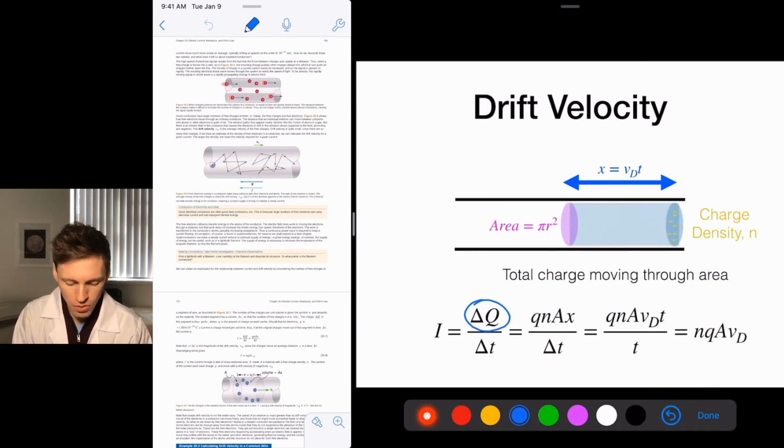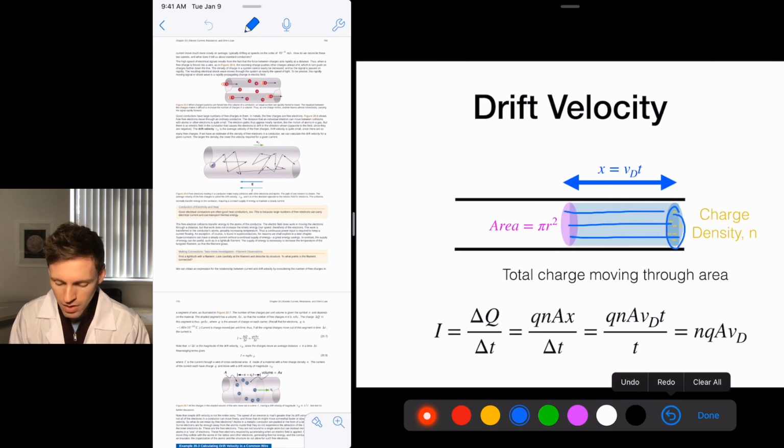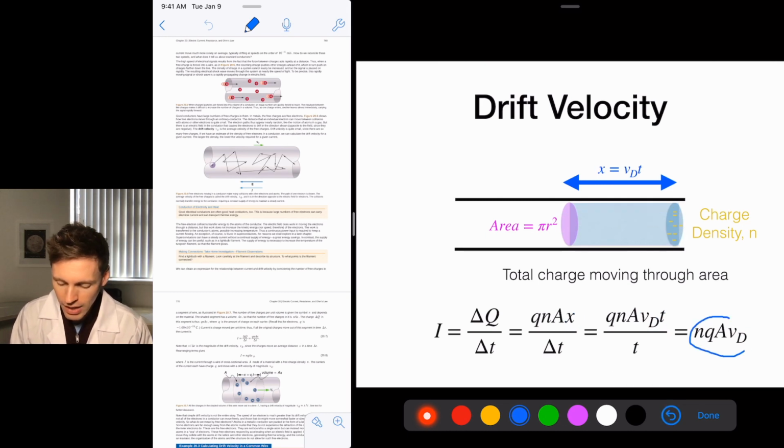So we go from total charge, total time, same thing, our total current, and then we multiply the whole thing by q because that's the charge of any one electron. Now we replace x with our drift velocity times time, and you see that the times cancel out, and so we have this nice equation which is just nqA times the drift velocity. So what is that? That's the charge density, which is basically the number of electrons in your material per area, times the charge of any one of them, times the area of our wire, times the drift velocity.